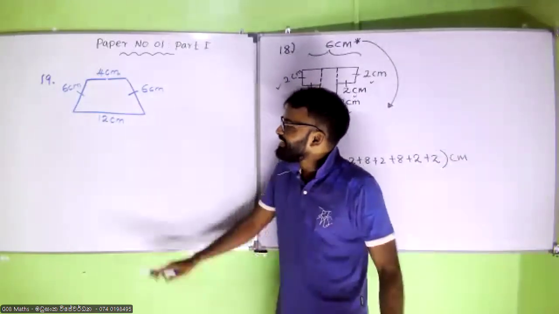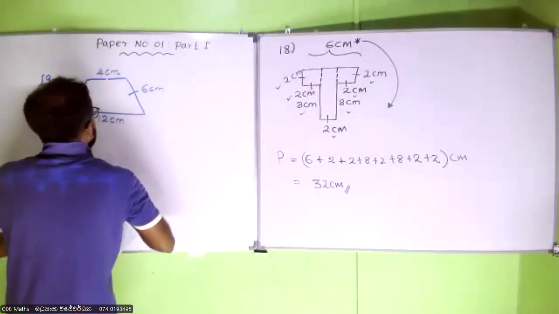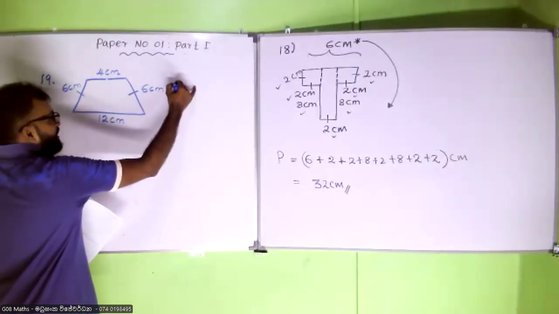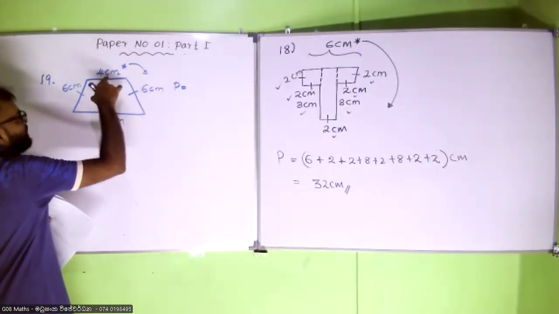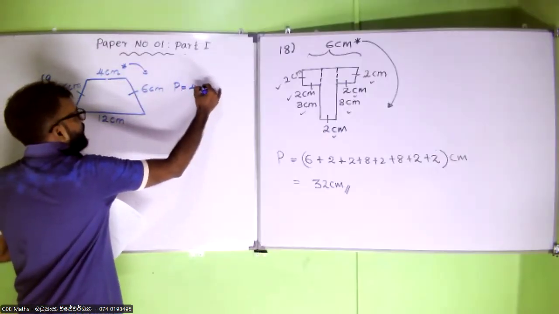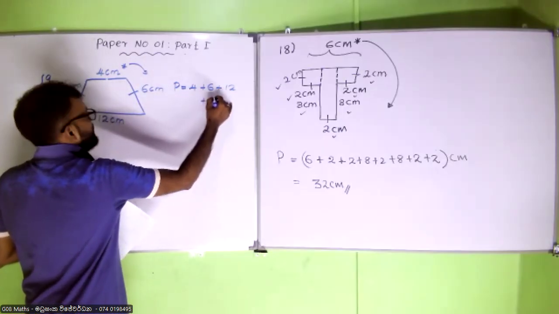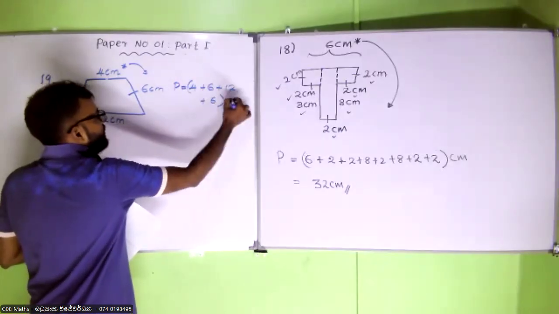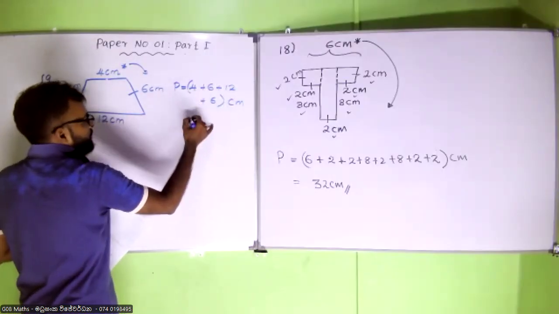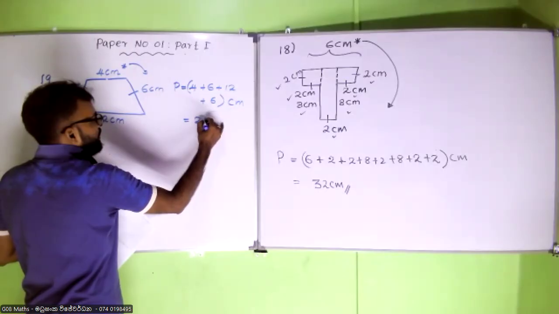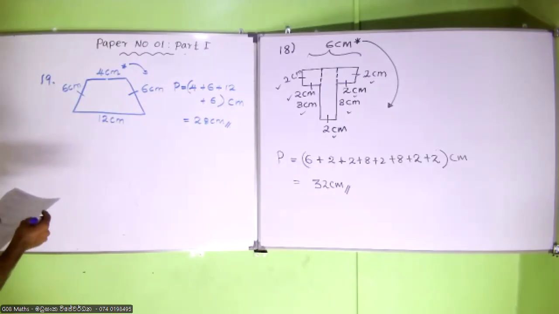So this is a trapezium. Keep that in your mind. Trapezium. Right. So perimeter. So you have all the lengths. To make it easy, I will start from here and go clockwise. 4 centimeters plus 6 centimeters plus 12 centimeters plus 6 centimeters. Bracket. I will put centimeters at the end. 6 plus 4, 10, 22, 28. So your answer should be 28 centimeters. That is the answer for the 19th.